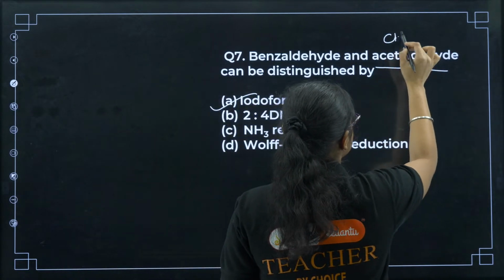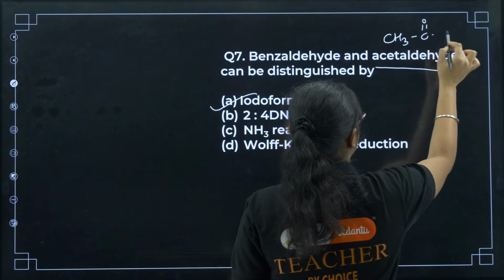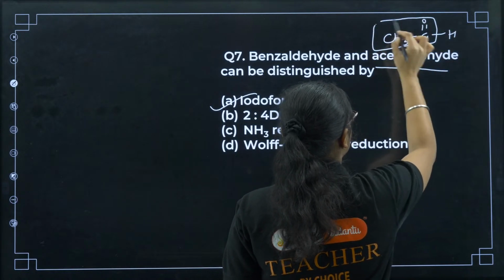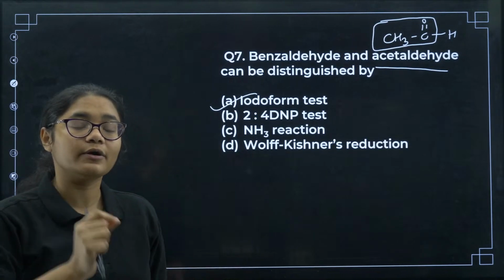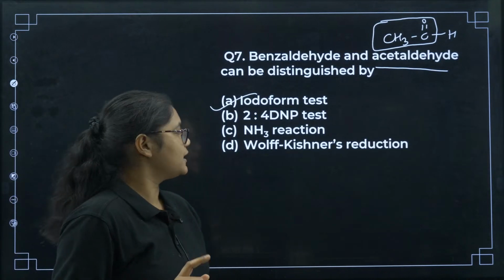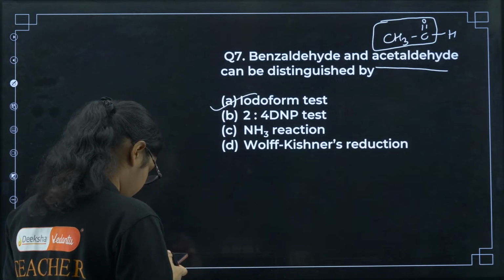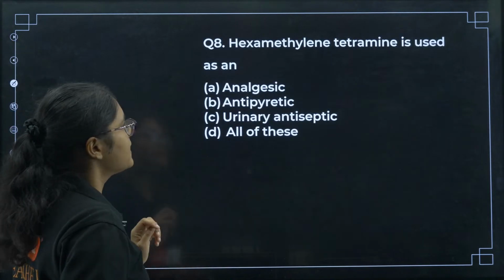Acetaldehyde has this CH3CO group, right? So I told you this group. Okay, if this group is there, then the reaction will take place. Iodoform, a yellow colour precipitate is formed. So that is why this is the correct answer. Okay, very good. Next, question number 8.